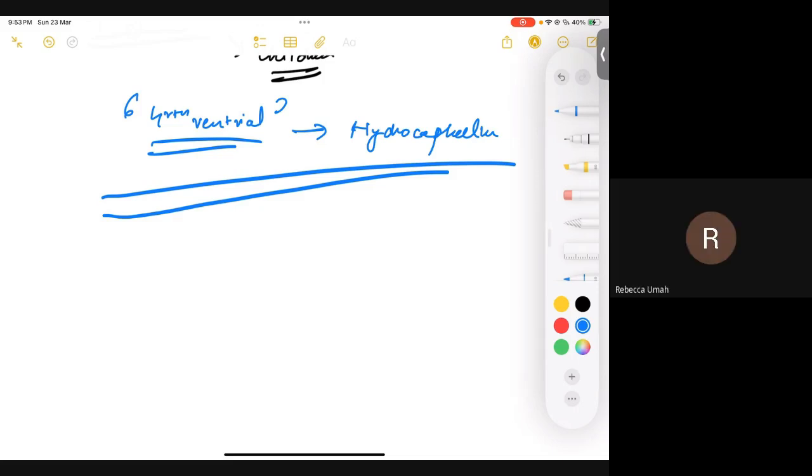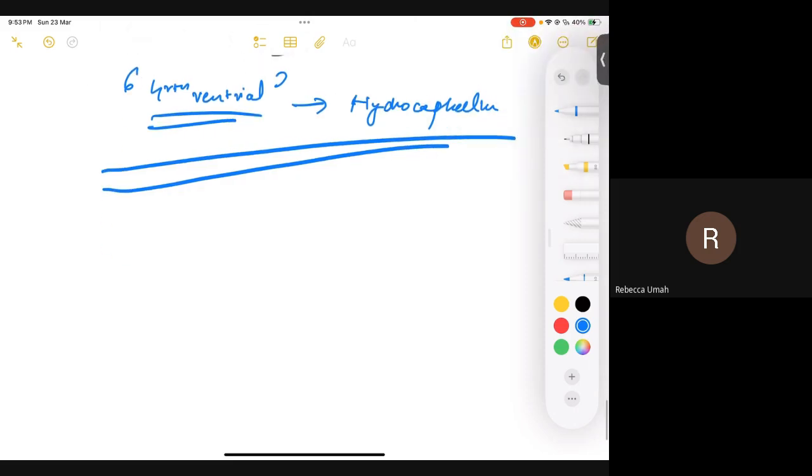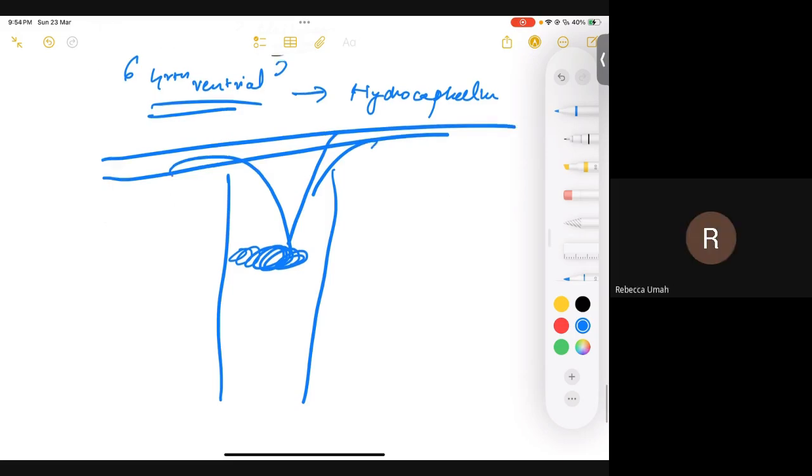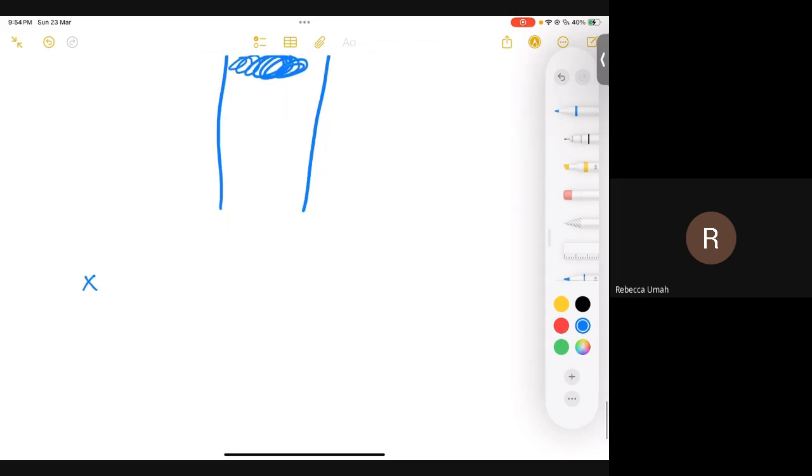Dr. Ahmed, I have a question. Is it communicating or non-communicating hydrocephalus? If we have the fourth ventricle being compressed, is the ventricular system still communicating or not? Non-communicating. Yes, it would be non-communicating hydrocephalus whenever the fourth ventricle is involved.